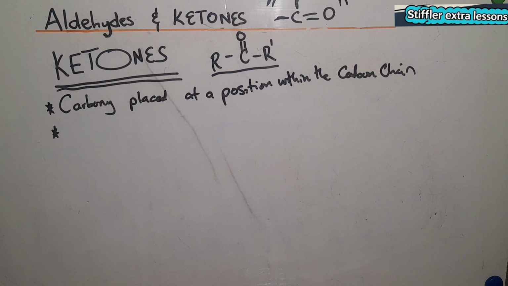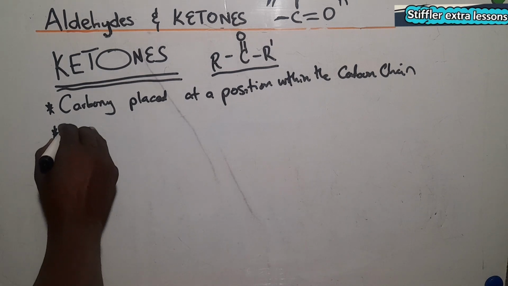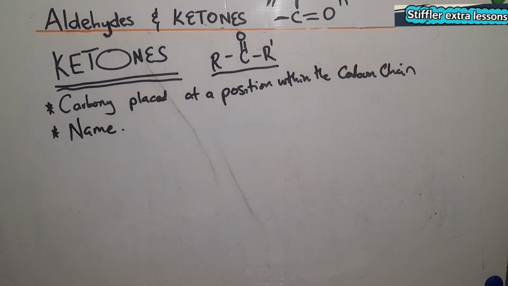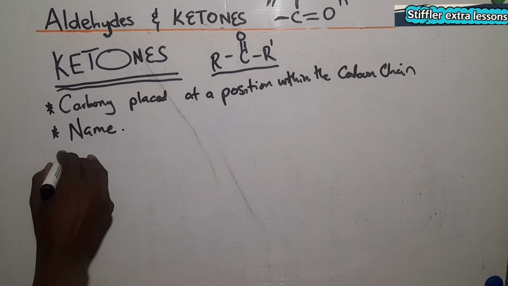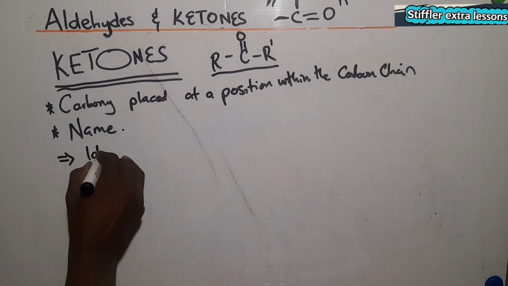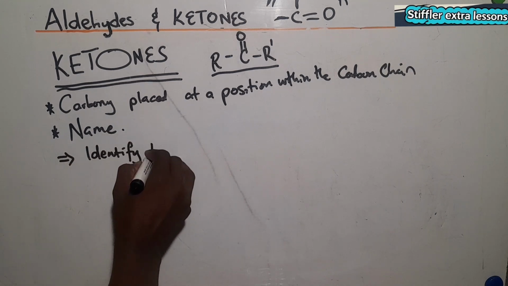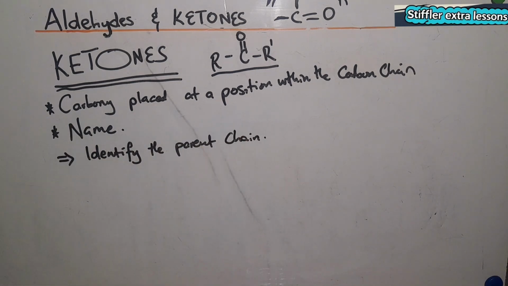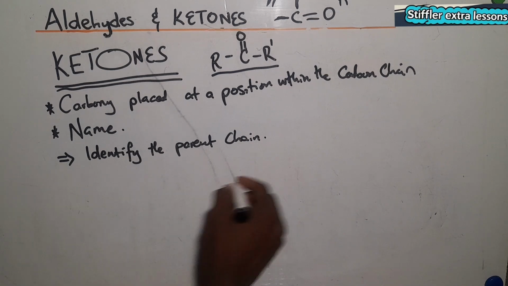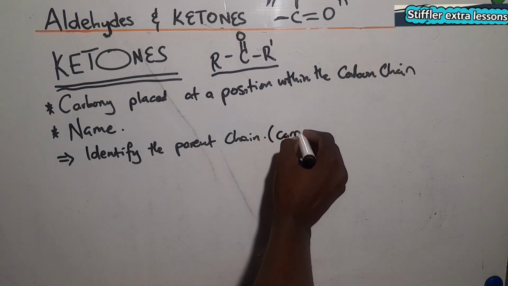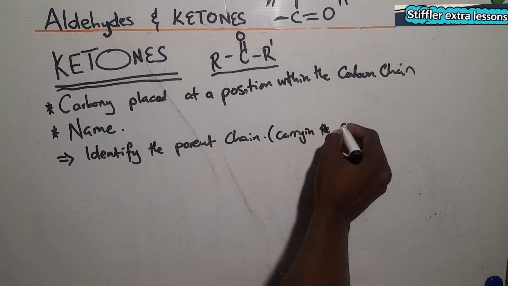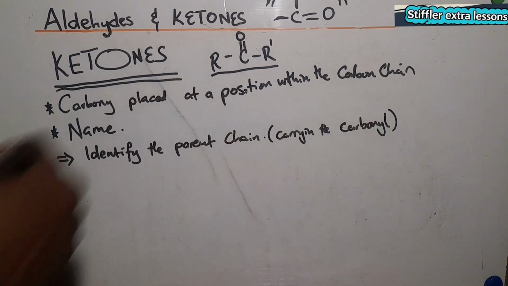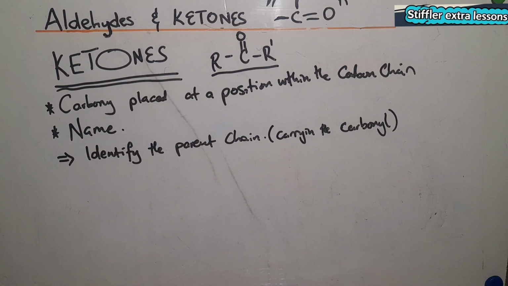So now, how do we name this? So how do we name the ketones? So naming the ketones is also easy. So what we do, the first is to identify. So we always have to identify the parent chain first. So we identify the parent chain. So the longest chain that is carrying the carbonyl. So the longest chain must always carry that carbonyl there, right?